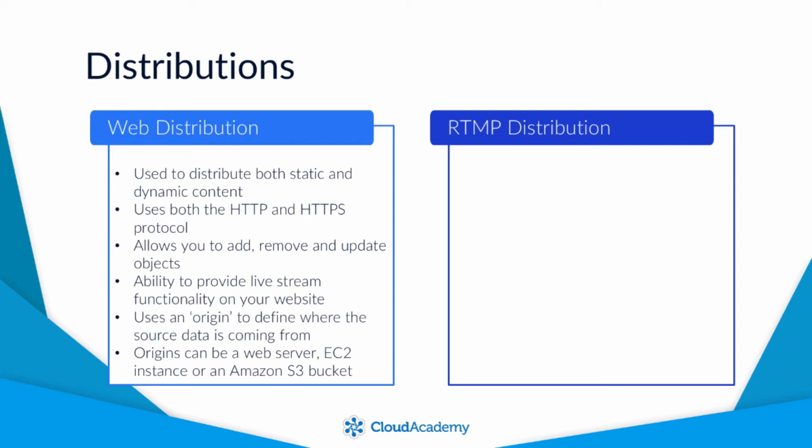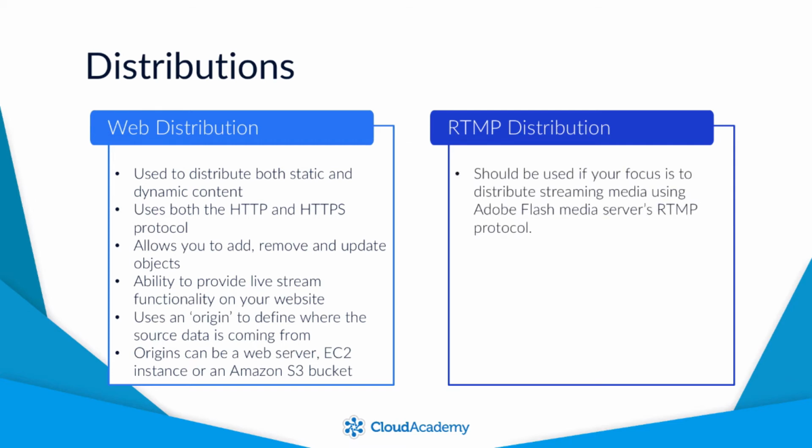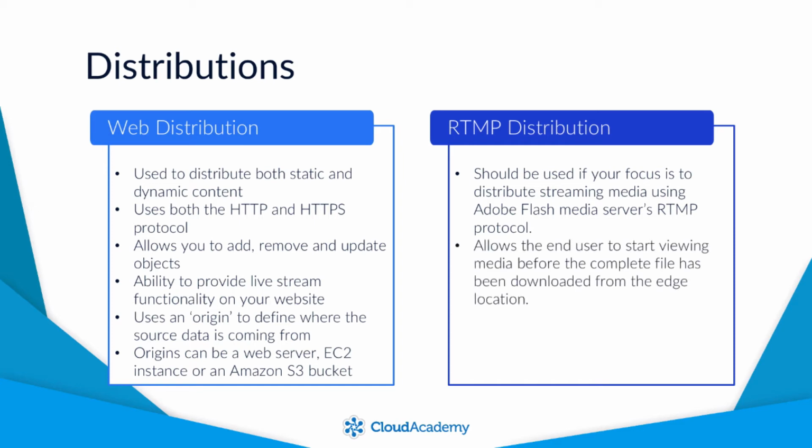The RTMP option should be used if your focus is to distribute streaming media with the Adobe Flash Media Server's RTMP protocol. The benefit of using RTMP distribution is that your end user can start viewing the media before the complete file has been downloaded from the edge location. The source data for an RTMP distribution can only exist within an S3 bucket and not an EC2 web server.